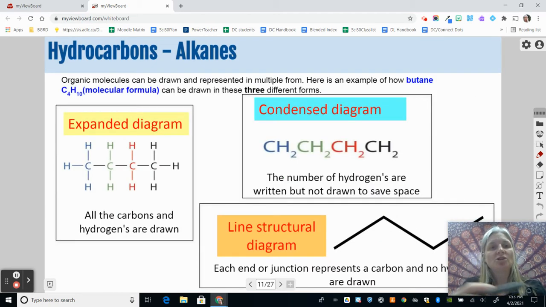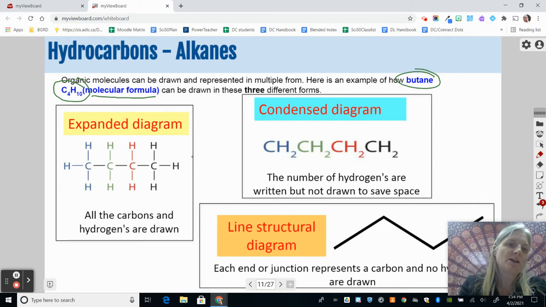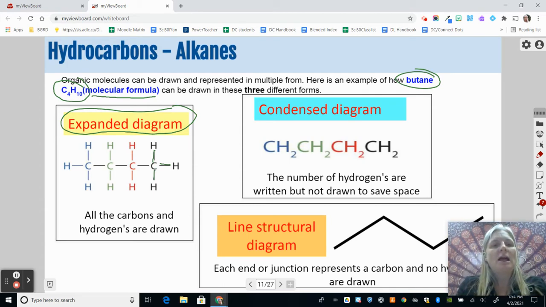All right, when we're talking about hydrocarbons or we're drawing organic compounds, there are a few different ways that we can represent them. So the butane, remember, it has 4 carbons in its molecular formula. So C4H10 can be drawn out in 3 different ways. So you have the expanded diagram, which we have already taken a look at, where you see every single bond around the carbon flat on the paper, and you'll see that every carbon has 4 lines representing each bond around it at 90 degree angles too.